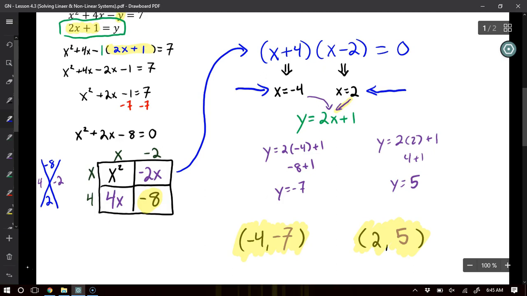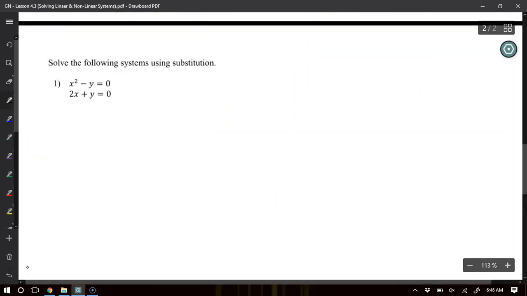I try to keep my x of negative 4 to the left, my x equals 2 to the right, so I did not accidentally put the wrong y value with the wrong x value. This is going to be kind of our setup for, say, the majority of the problems. So let's look at this one.